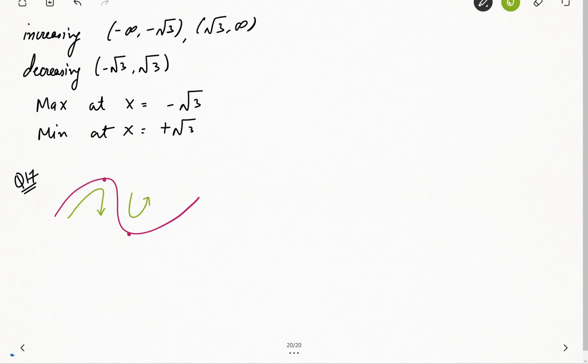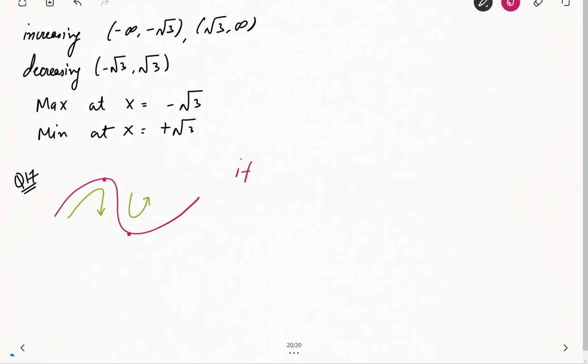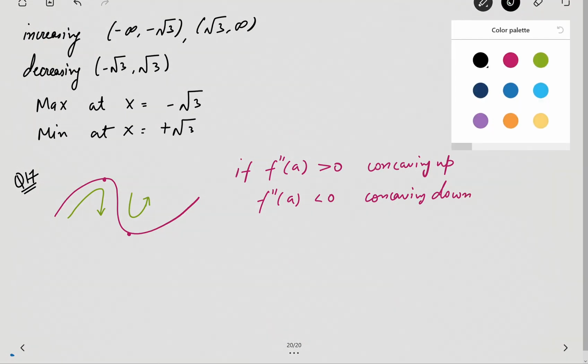So given that, how would you judge the concavity of a function? That depends upon the double derivative sign. So now we're going to conclude this here. If the double derivative at a point A is greater than 0, then it's concaving up. If the double derivative at a point A is less than 0, then it's concaving down. So now what we're going to do is test the double derivative at the critical points.